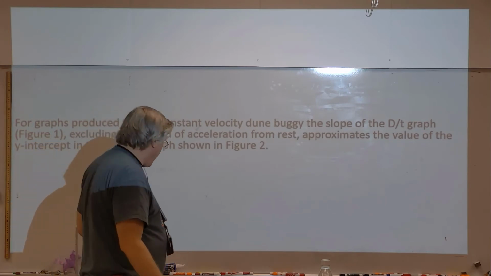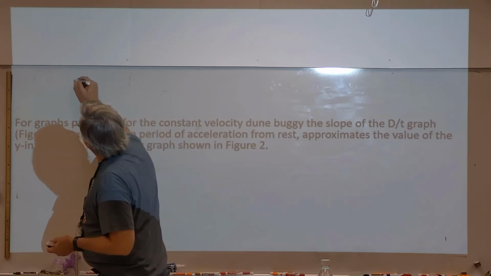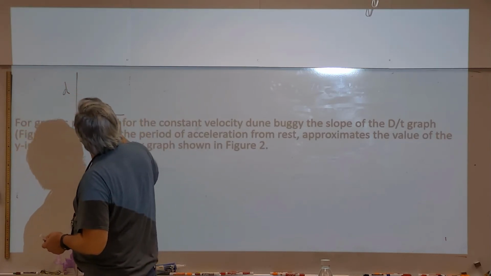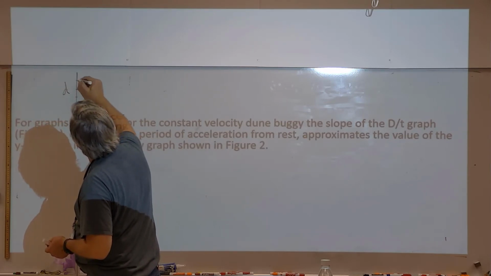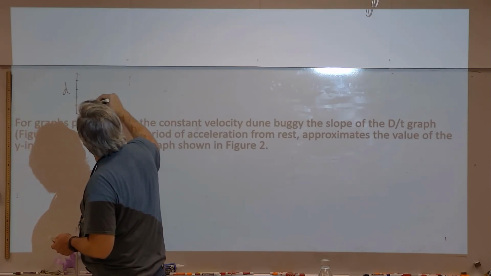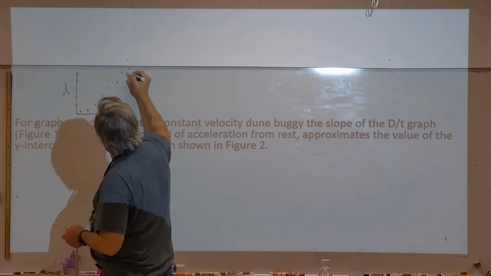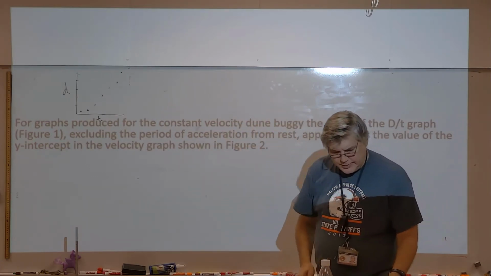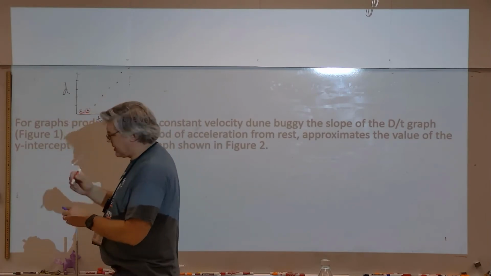First of all, I'm going to draw some graphs so that we can talk about our graphs. Okay, in the first data graph that we did, in the first distance versus time graph for the dune buggy, let's pretend that my first two data points look like this. Right? Now, I had mentioned that I threw out two data points. So I'm going to make a note of those by circling them like that.